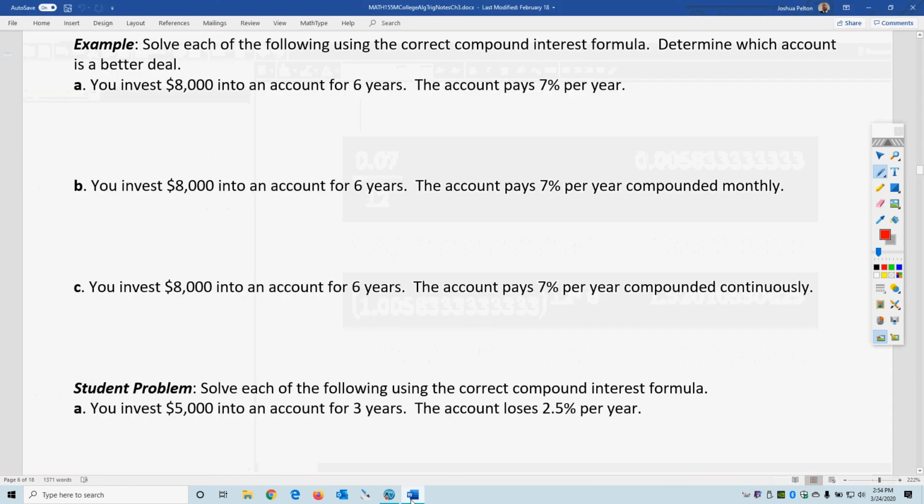Financial institutions round to a different number of places, depending on what the application is. Pause the video, try these student problems.